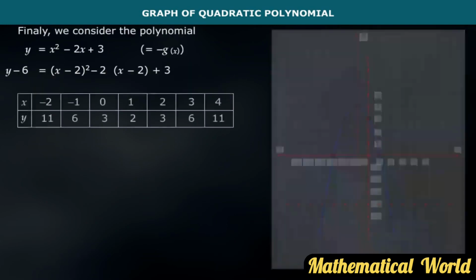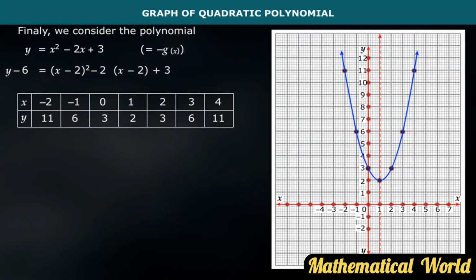Finally, consider the polynomial x square minus 2x plus 3. We can rewrite it like this. This is the translated form of the second polynomial, with shift of x coordinate through 2 units and the y coordinate through 6 units. We determine some points satisfying this equation and plot the graph. The graph shows that if we add or subtract a constant to a variable, its position shifts on the graph by the same amount.